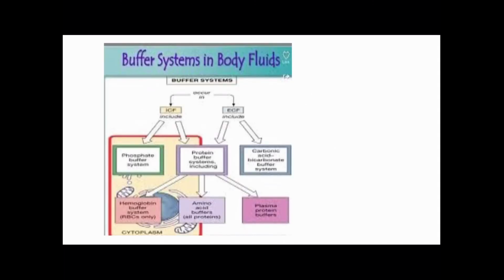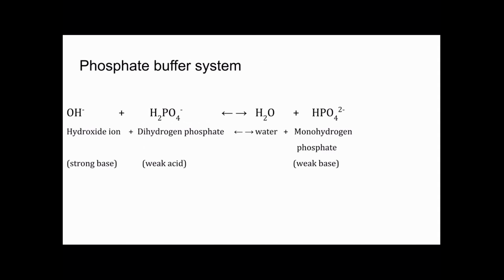Our third buffer system we need to look at here is the phosphate buffer system. The phosphate buffer system is largely happening inside cells. It happens inside kidney cells, but not exclusively there. It happens inside all sorts of body cells. The phosphate buffer system uses, let's see, where do we want to start here? Let's look at the dihydrogen phosphate, which is a weak acid.